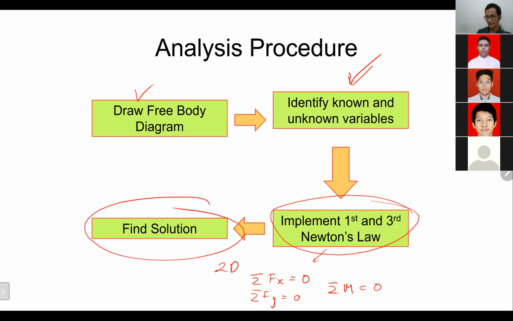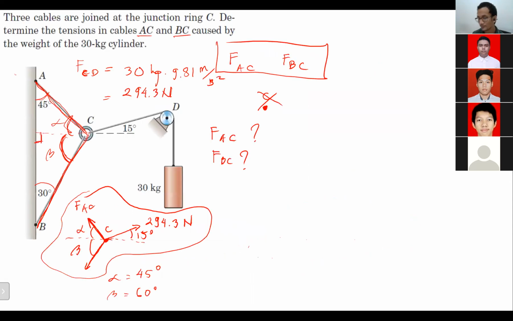Now, what should you do to solve this problem? The remaining steps. You have to use sigma Fx equal to 0, sigma Fy equal to 0, and sigma moment equal to 0, right? Yes. Now my next question is, sigma moment equal to 0, can we use that or not?